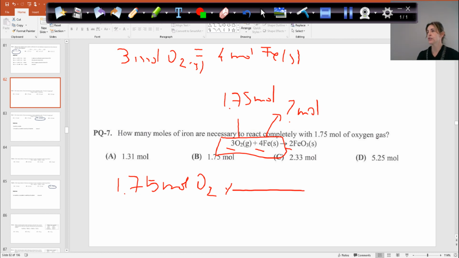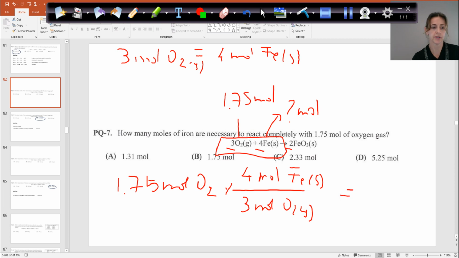How do I set up my conversion factor to convert those moles into moles of iron? What do I put on top and what do I put at the bottom? I need to eliminate moles of oxygen as a unit and get moles of iron. So at the bottom goes oxygen, 3 moles of O2 gas, and on top it's going to be 4 moles of solid iron. Can somebody tell me what that yields?